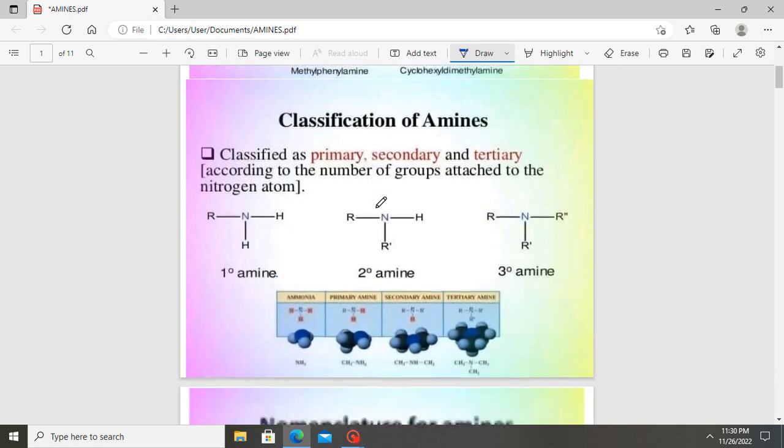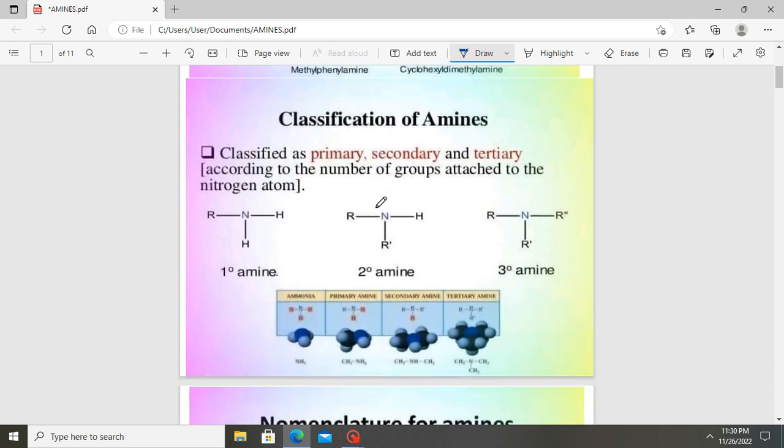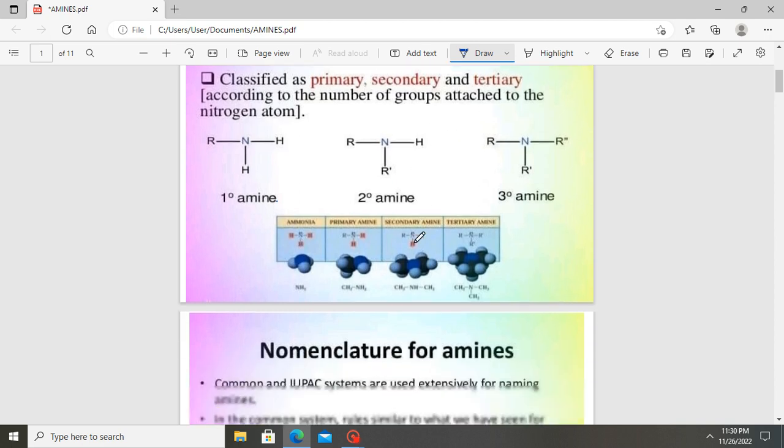So let's see the various classifications of amines. Amines can be classified based on the number of carbons bonded to nitrogen. So you can have an amine with only one carbon bonded to it, which we call the primary amine, the one with two, which we call the secondary amine, and the one with three, which we call the tertiary amine. So you have three main categories of amines. You can have primary, secondary, and tertiary. So these are the classifications.